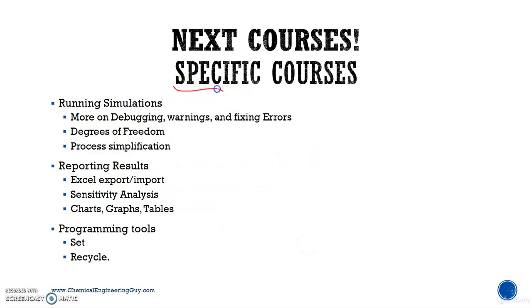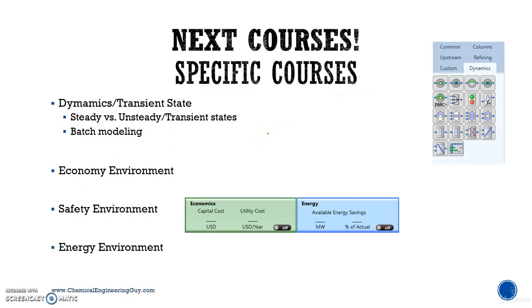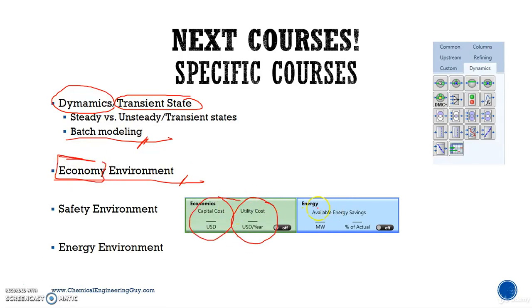Now in the specific courses we will check out more courses which are, as the name implies, more specific. Let's say we see here the dynamic course, which is mainly on transient state, or how to run a simulation in steady and unsteady state, or batch modeling as well. Also the economic environment is another specific course: how to use the economic environment right here, capital cost, utility cost, etc. Safety and energy environments are also included in other courses as well.